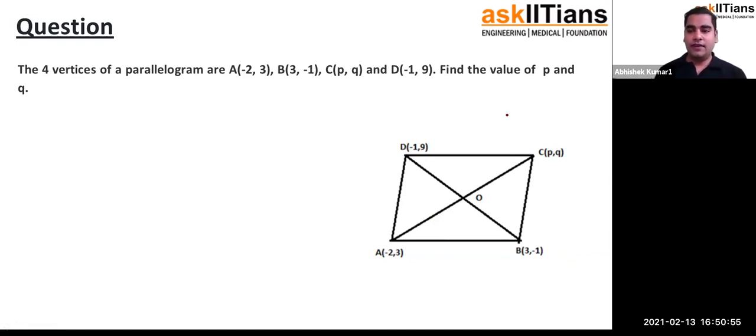What are we provided? In this problem, we are given the four vertices of a parallelogram. This is A whose coordinates are minus 2 comma 3. You have B whose coordinates are 3 comma minus 1. You have C, the coordinates are P and Q. You have D, the coordinates are minus 1 and 9. That's what we have. They are asking you, if this happens, then what will be the value of P and Q?